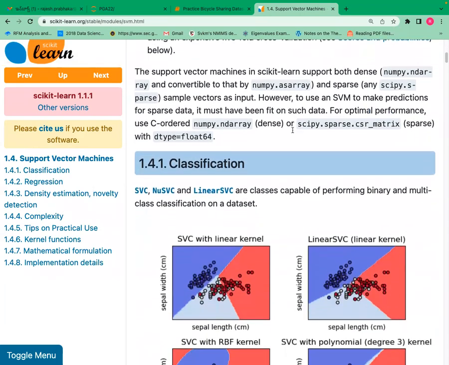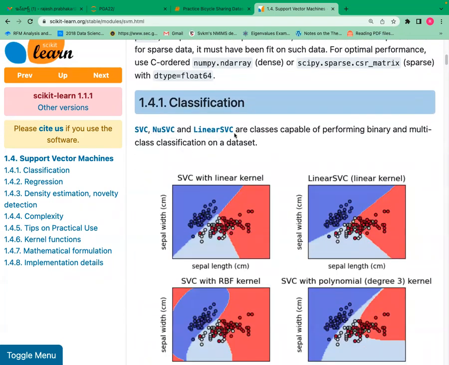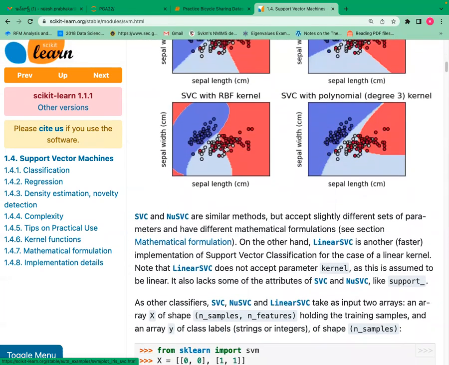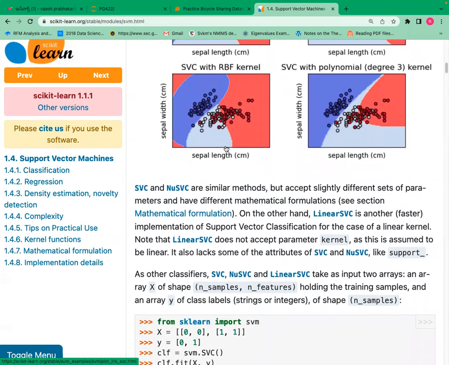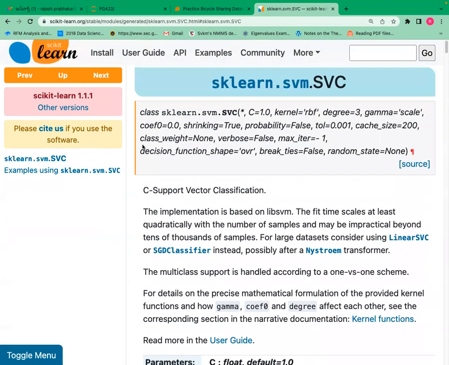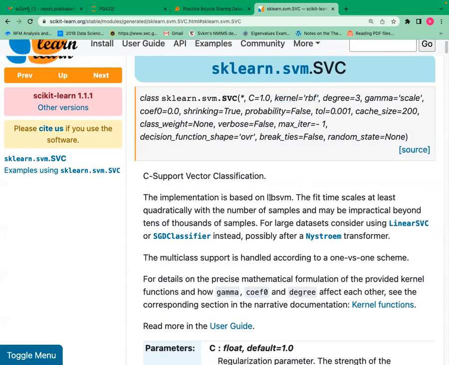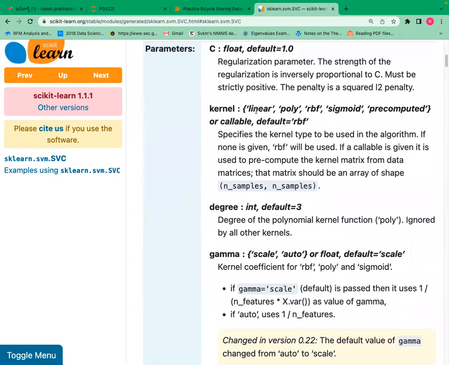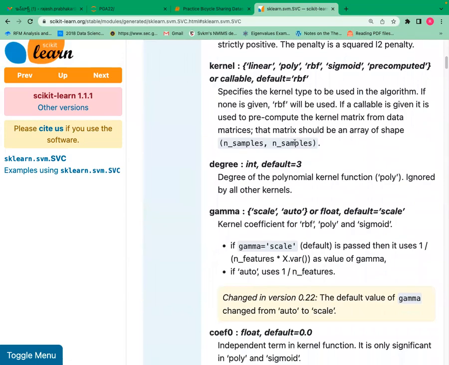For classification with SVM, you have these methods: SVC, NuSVC, and LinearSVC, which handle binary as well as multi-class classification. That means more than two classes also, not only 2 levels, it can do 3 levels. SVC and NuSVC are similar, but LinearSVC is different. The basic one is SVC, the support vector classifier, and the kernel by default is RBF. You can see C-support vector classification. You have polynomial, sigmoid, and linear also, but the default is the radial basis function, RBF.